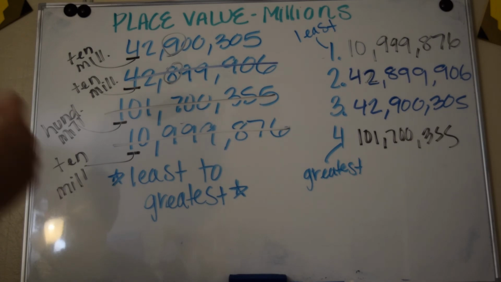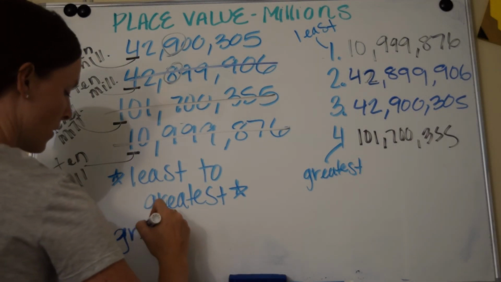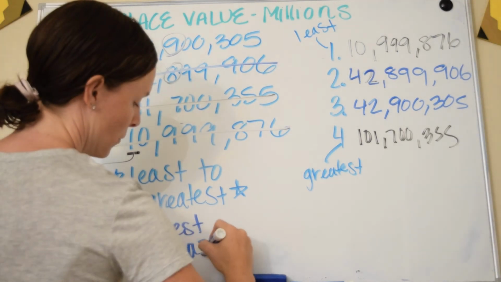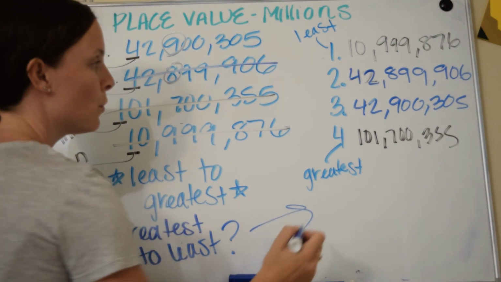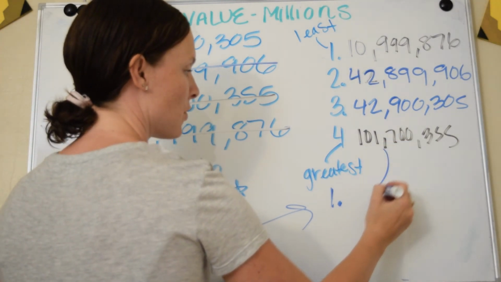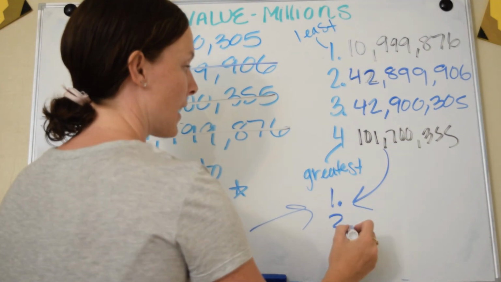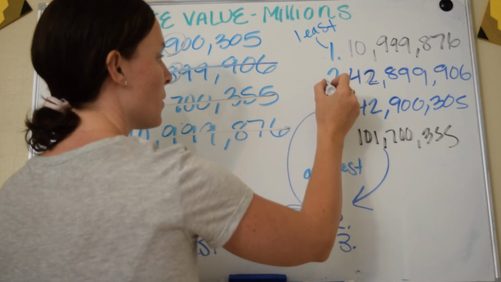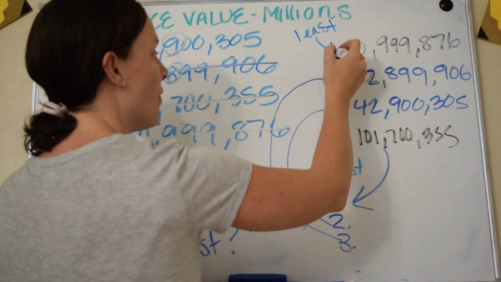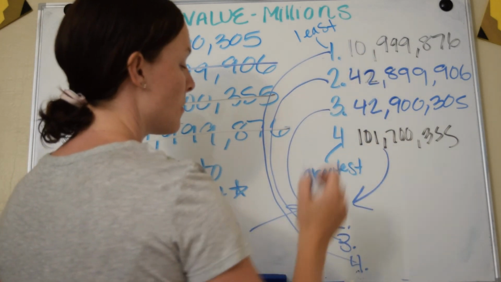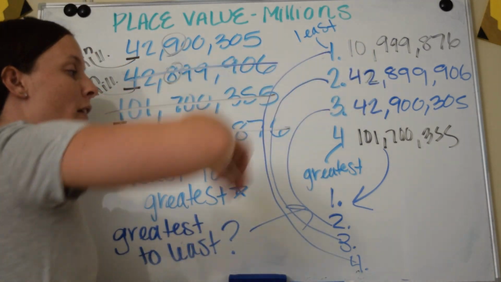What if they wanted you to do it from greatest to least? Well, you would just flip the order. Our first number would be 101 million. Our second number would be the 42 million. Our third number would be the 42,899,000. And then the smallest number is number 1, which is the 10 million. So it's like you just flip-flop it, right?